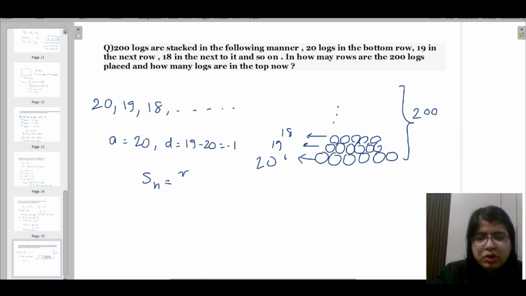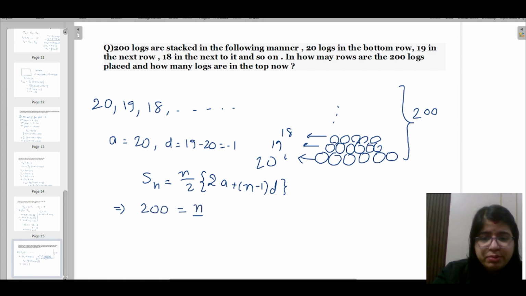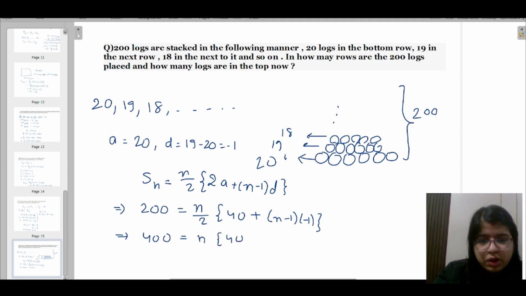We know the formula of Sn is equal to n by 2 into 2a plus n minus 1 into d. Why am I not using a plus l? Because we don't know the value of the last number of logs in the row. So we are using n by 2 into 2a plus n minus 1 into d. The total number of logs is already given, which is equal to 200, and we have to calculate n. So n by 2, 2a will be how much here? 40 plus n minus 1 into minus 1. So students, we are having 400 is equal to n into 40 minus n plus 1.